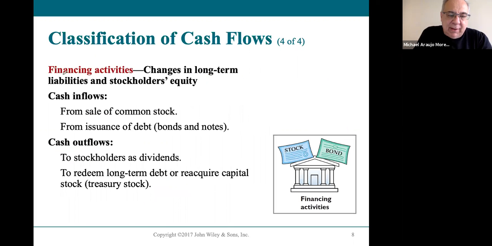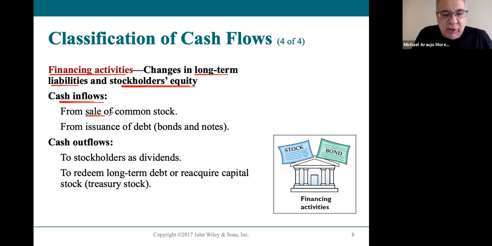All right, and the last activity that we're looking at is financing activity. Again, where they're getting their money. So we're going to be looking to the other side of the balance sheet, specifically the liability and equity side of the balance sheet. So these are activities that would be considered financing activities that are cash coming into the company.